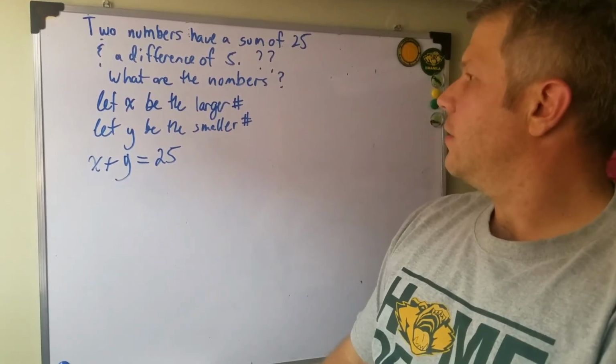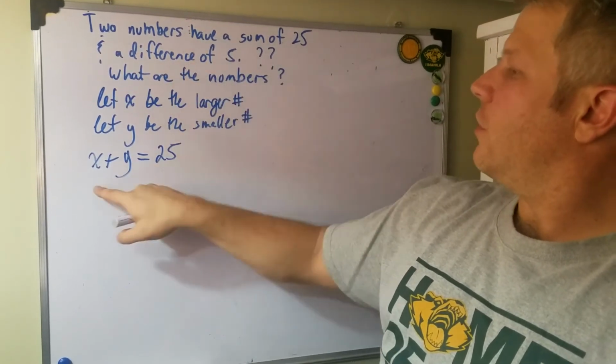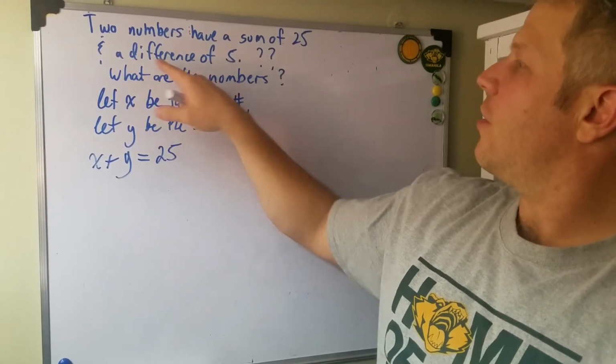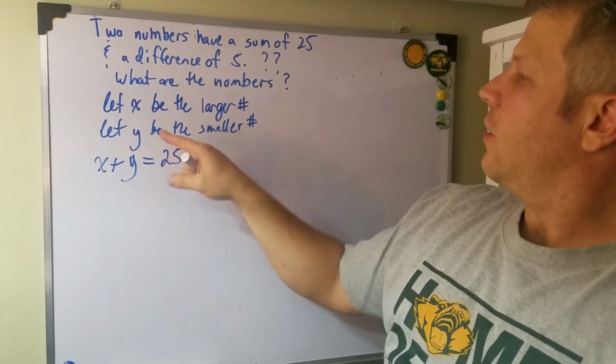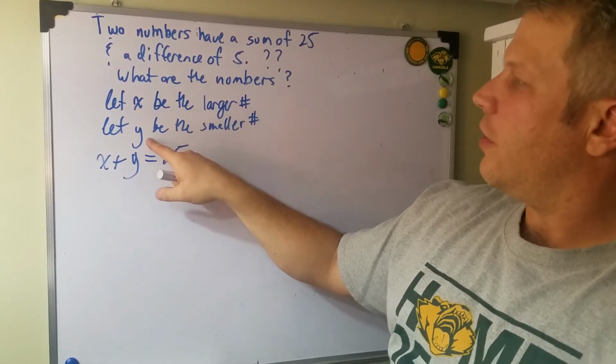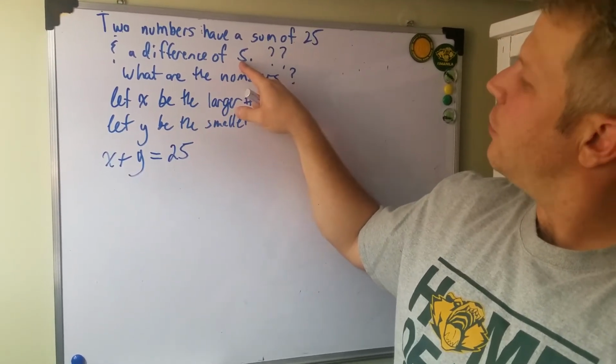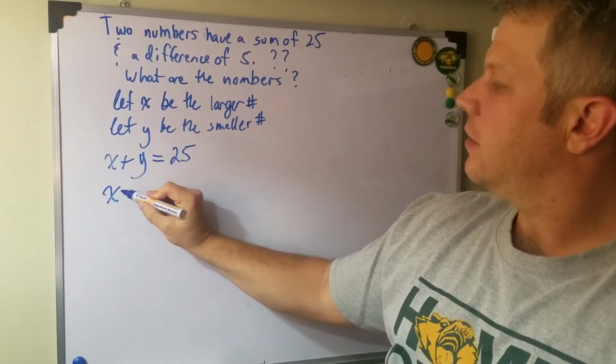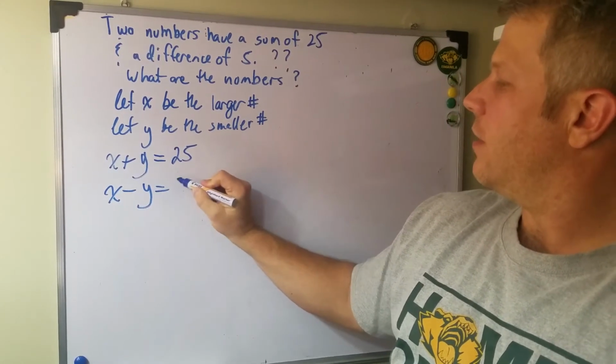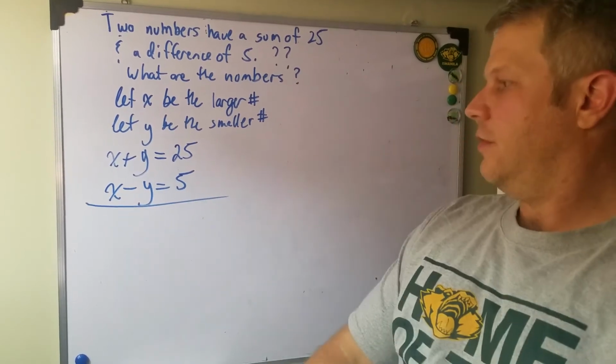What else does it say? They also, these two numbers, have a difference of 5. So if we take the larger number and subtract the smaller number, the difference will be equal to 5. So our larger number was x, subtract the smaller number, y, and that difference is equal to 5.